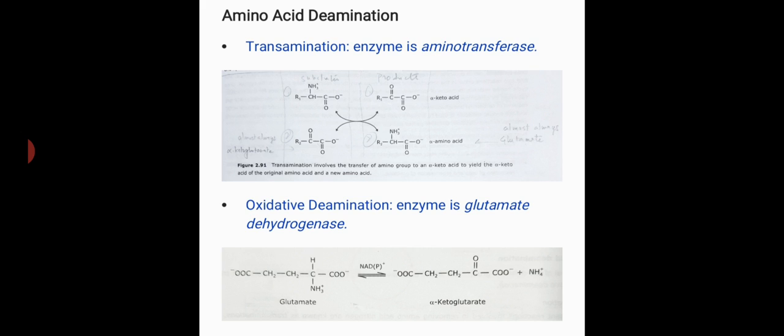Now the oxidative deamination. Transamination reactions do not result in any net deamination. Therefore, oxidative deamination takes place. In this reaction, an amino acid is converted into the corresponding keto acid by the removal of the amine functional group as ammonia, which eventually goes into the urea cycle. The enzyme involved is glutamate dehydrogenase, and the reaction requires an oxidizing agent, NAD plus or NADP plus.